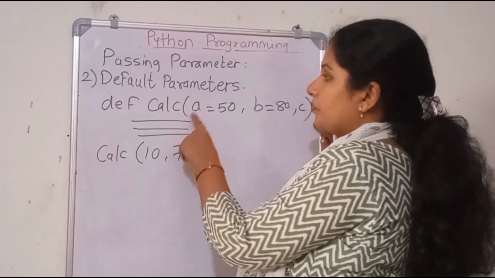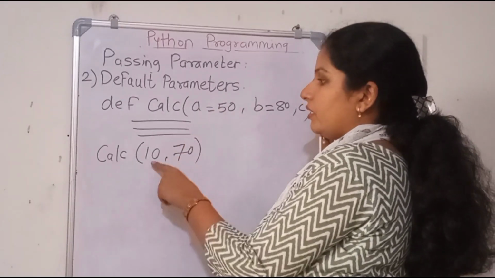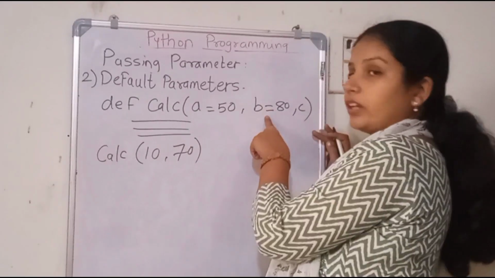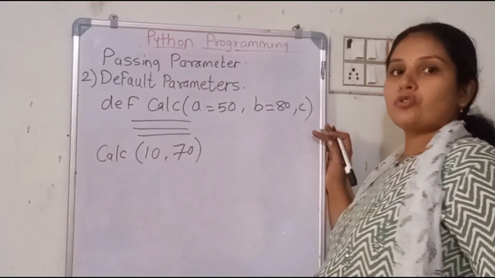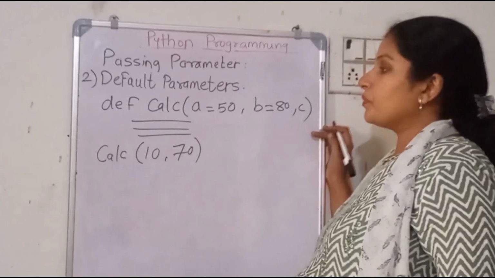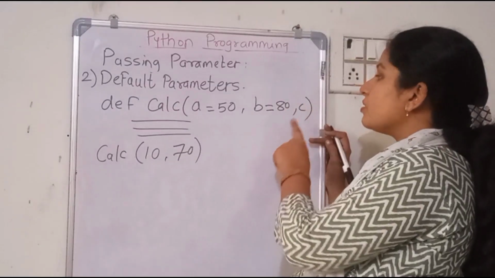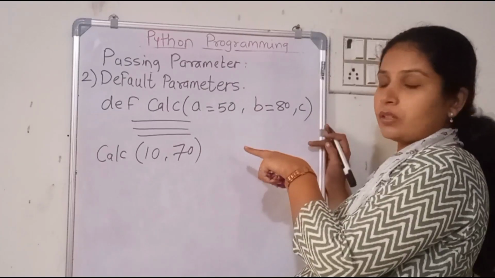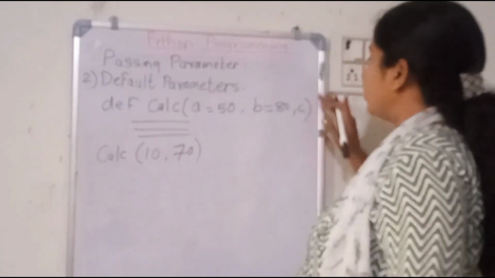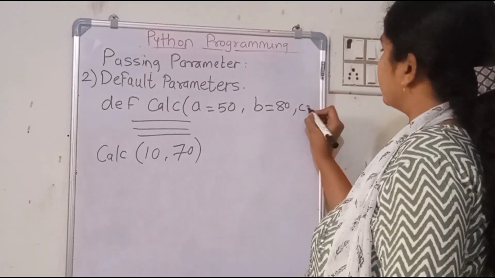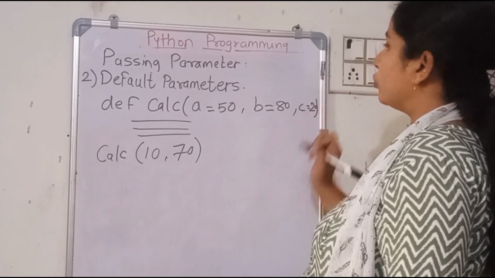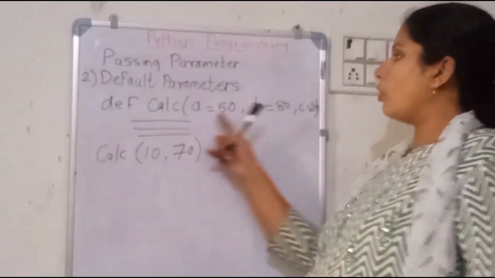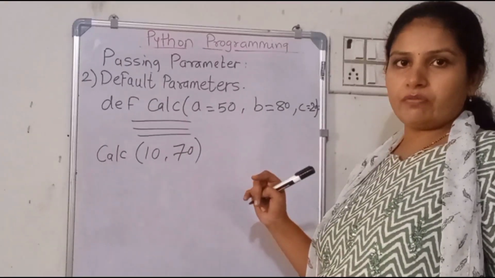Again, this will happen: even though A equal to 50, 10 will be assigned to A. Even B equal to 80, 70 will be assigned to B and there will be no value for C, right? So that's why you must provide the default value from the right side. Now here this statement is correct. Suppose I am using C equal to 20. Now this is correct because all three have default values.